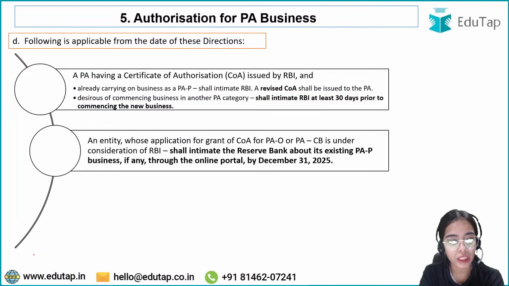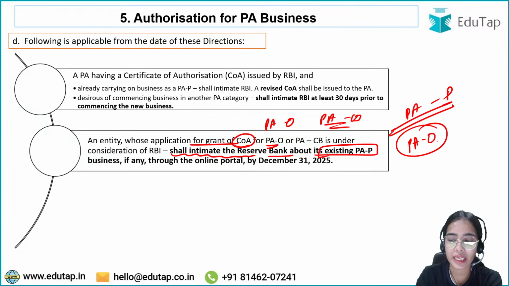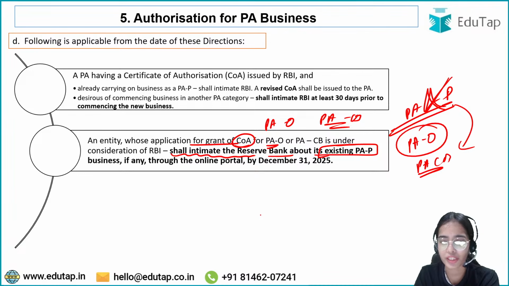Okay. Now, an entity whose application for grant of certificate of authorization for the payment aggregator online or payment aggregator cross-border is under consideration by RBI, they shall intimate the Reserve Bank about its existing payment aggregator physical business if they have any. So if they are already working in the payment aggregator physical, and they want to get the registration as a payment aggregator online or payment aggregator cross-border, they have to inform the RBI. If they do not have this kind of payment aggregator physical license or certificate of authorization, that is also fine.